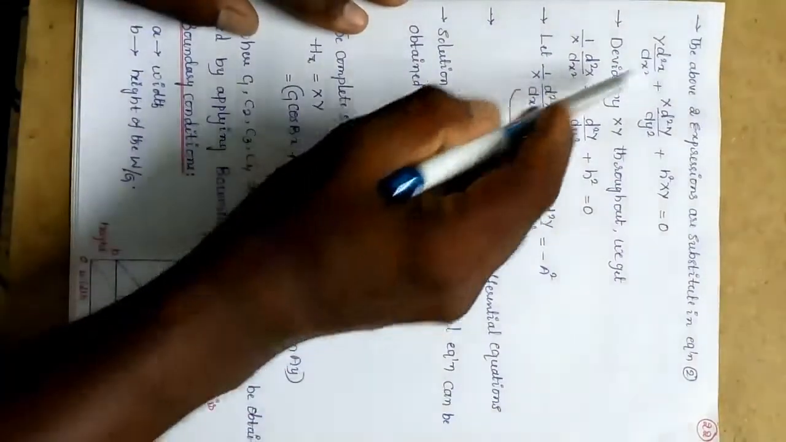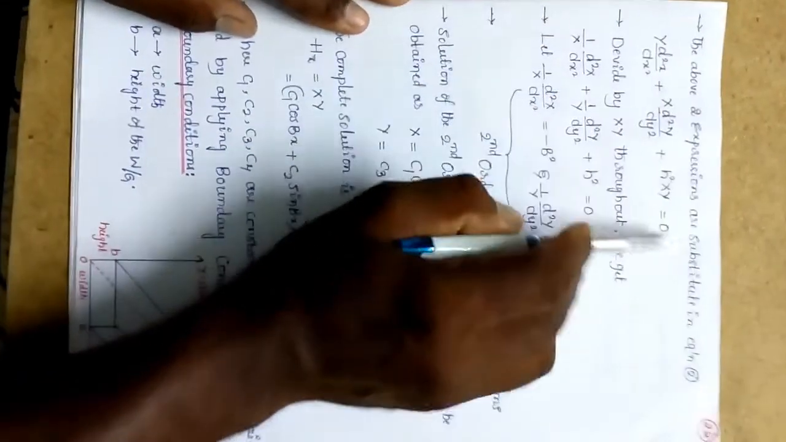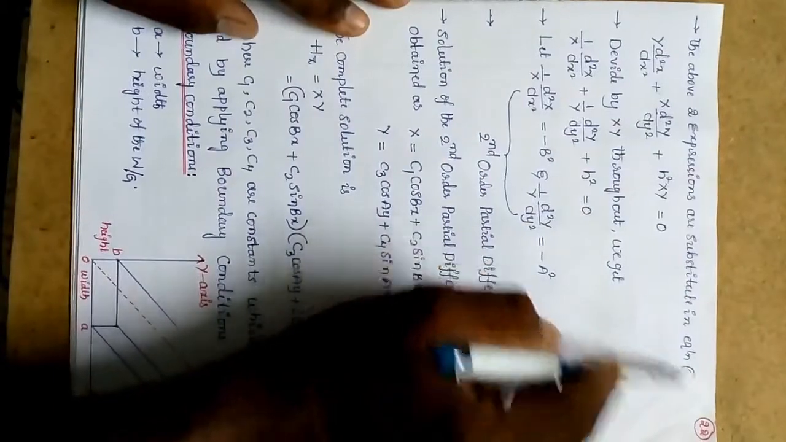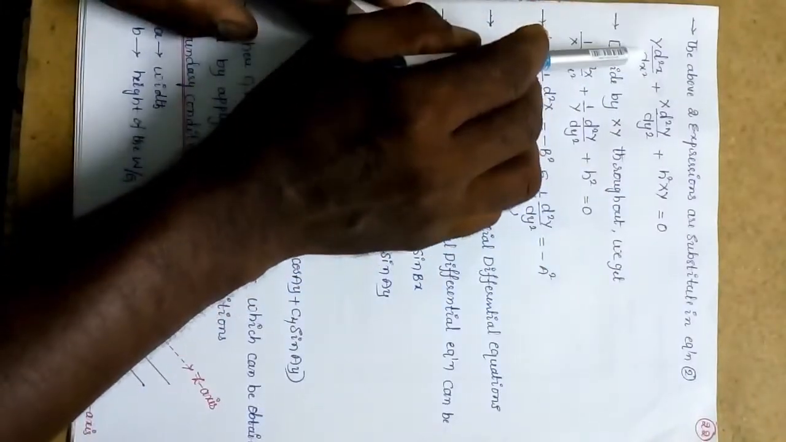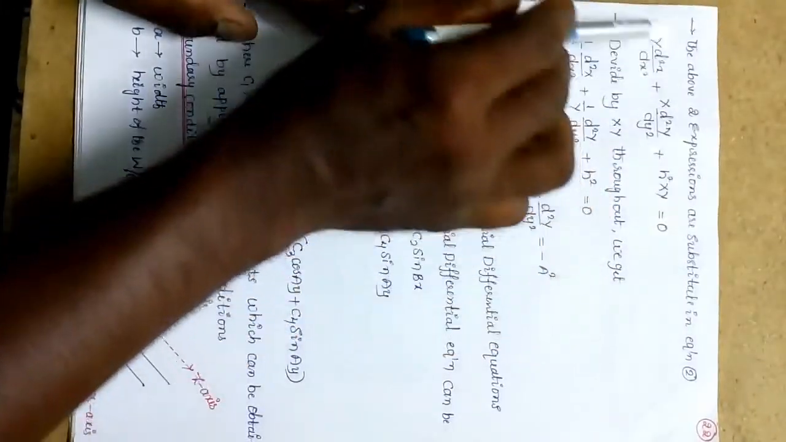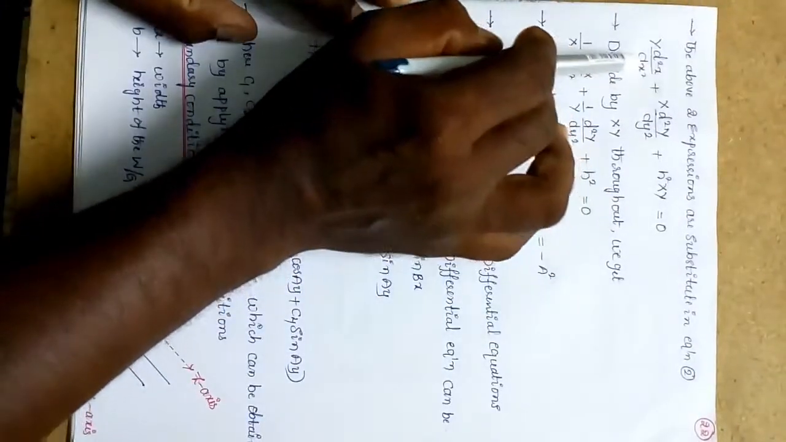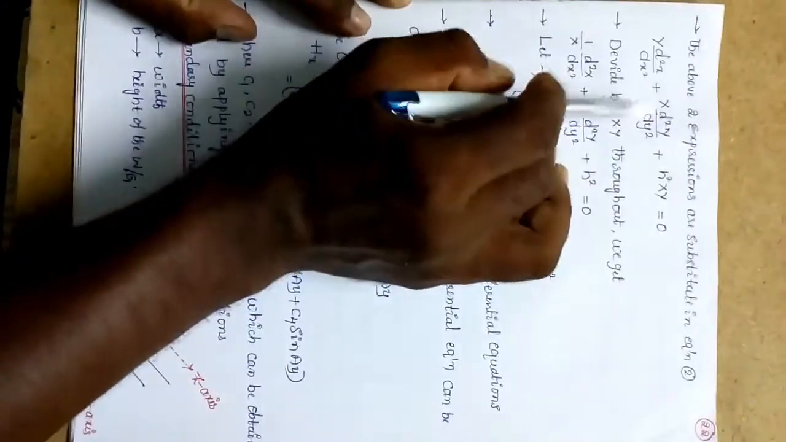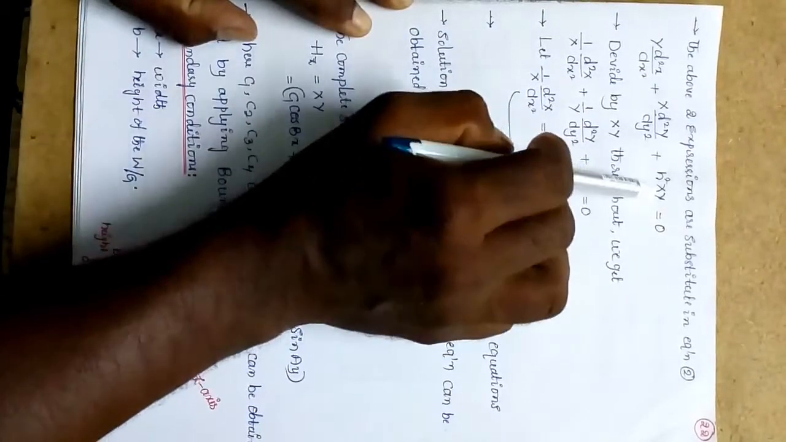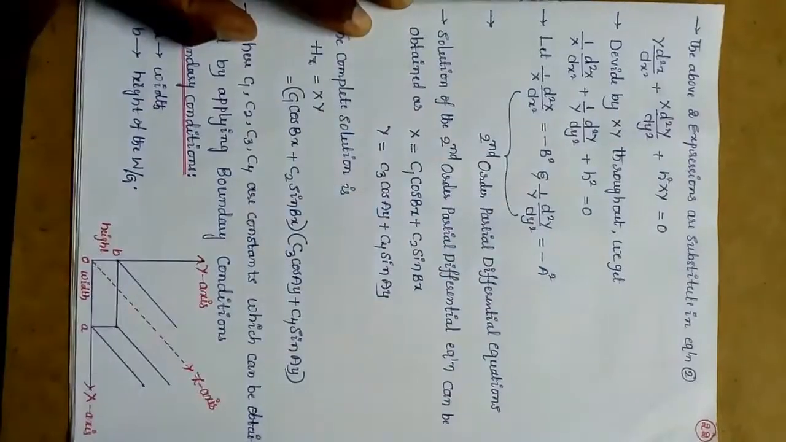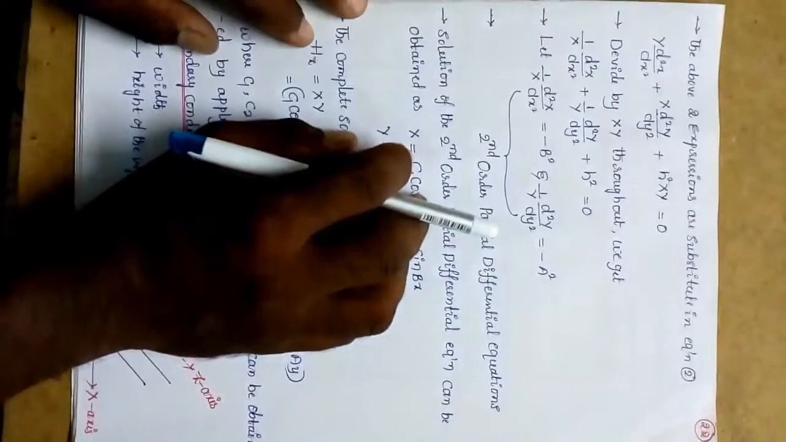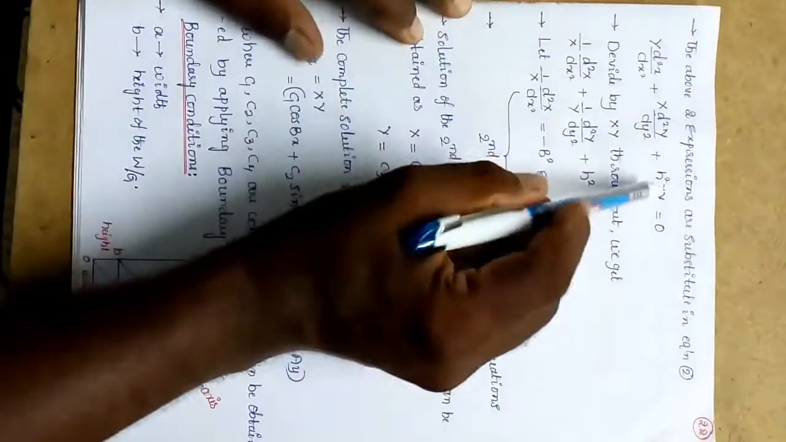Yeah, the above two expressions are substituted in equation 2, as I already said. After substituting the two values in the above equation, finally we are getting y into d square x by dx square plus x into d square y by dy square plus h square into xy, and that should be equal to 0. Clear?